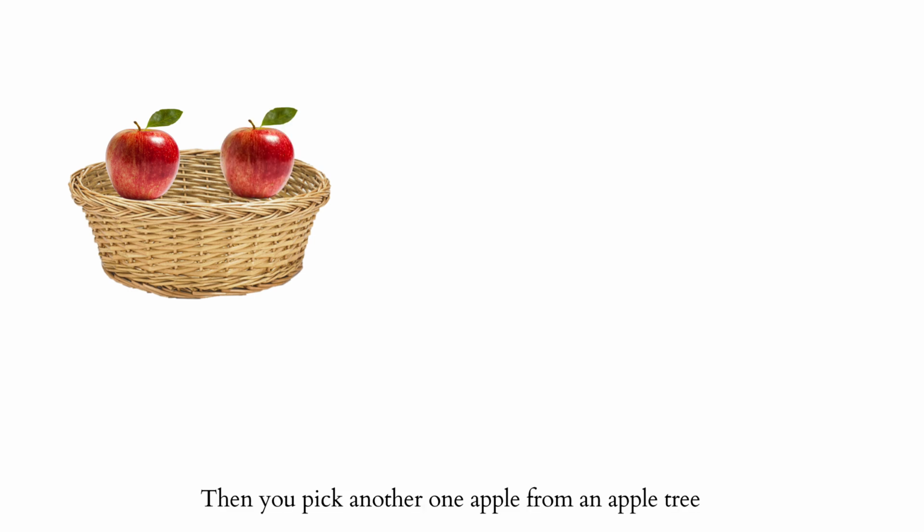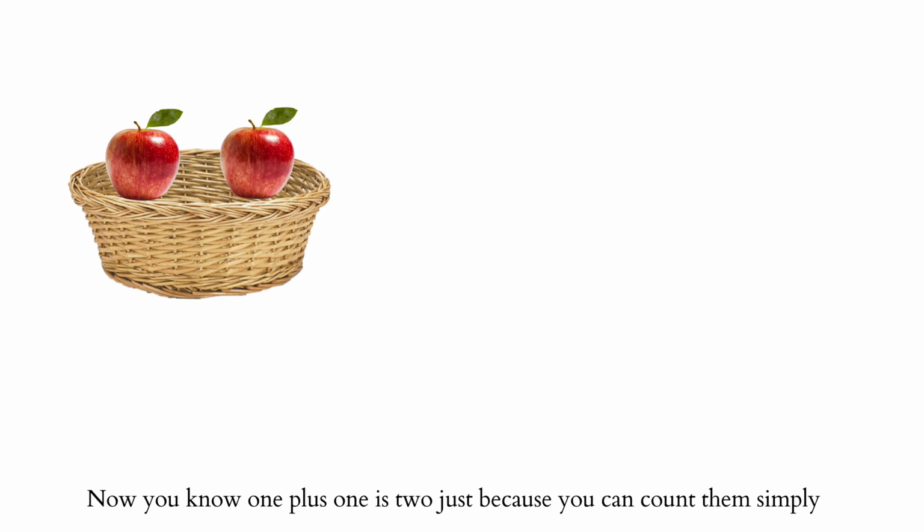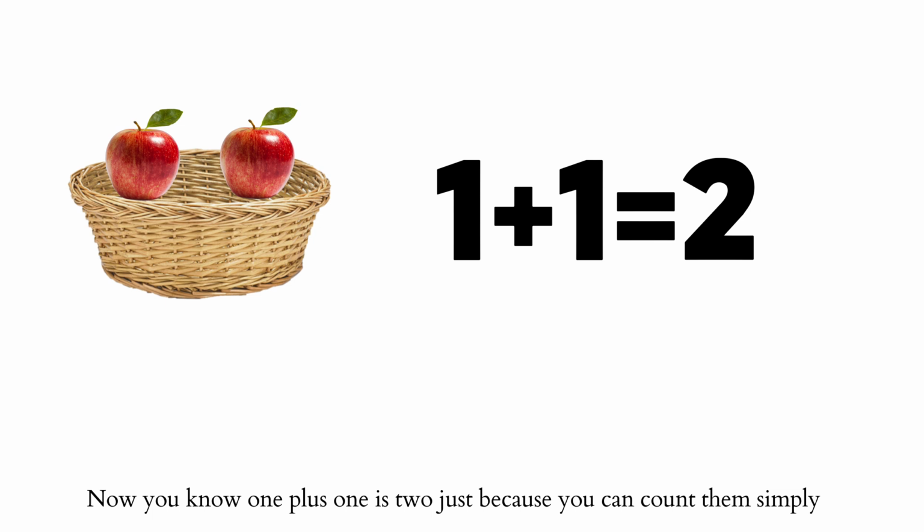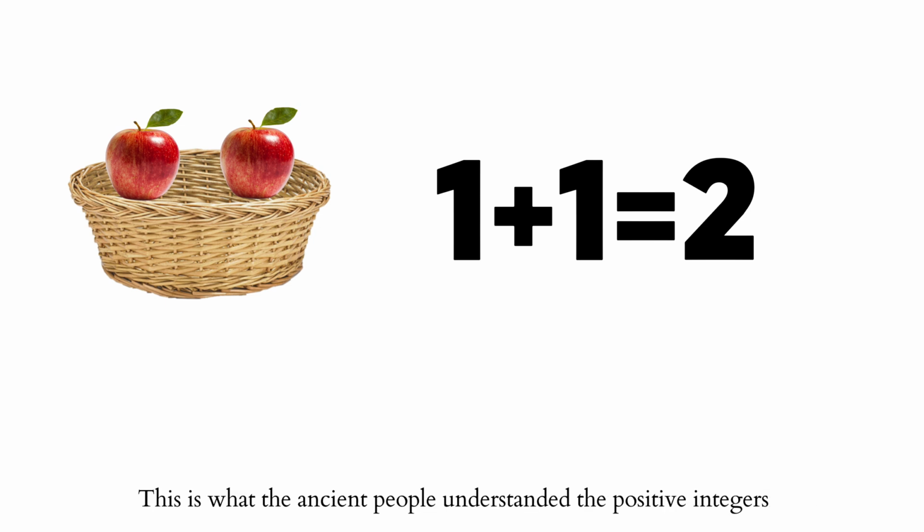This is one apple in the basket. Then you pick another apple from an apple tree. Now you know 1 plus 1 is 2, just because you can count them simply. This is how the ancient people understood the positive integers.